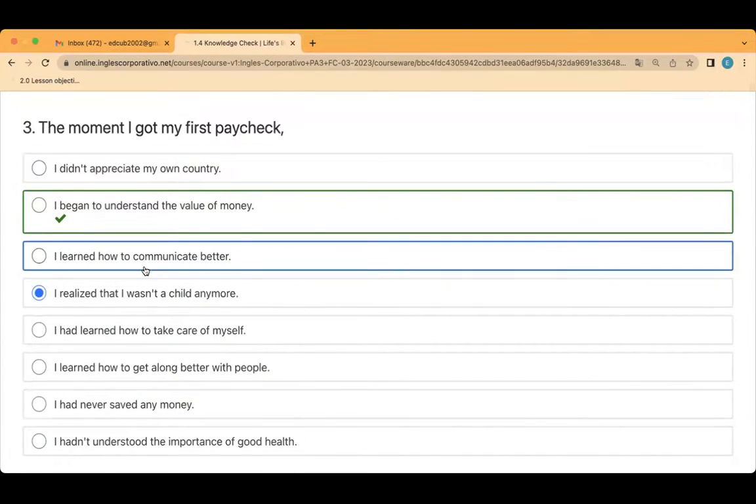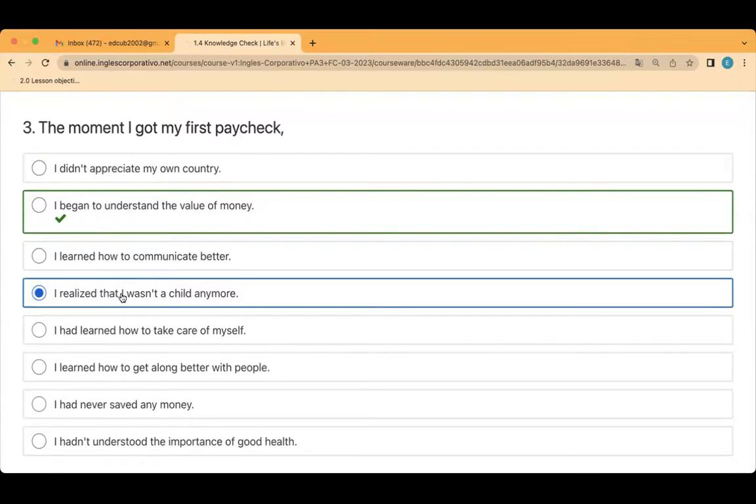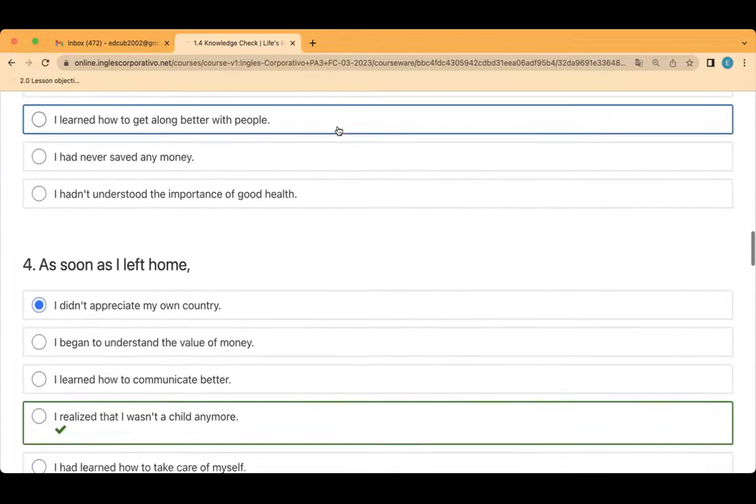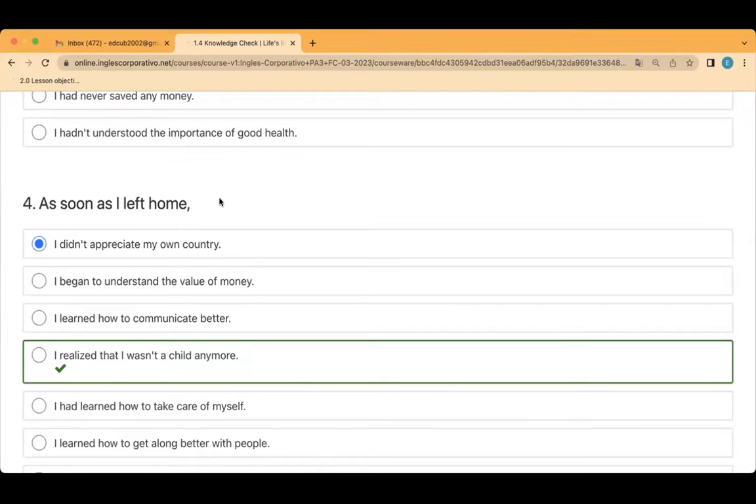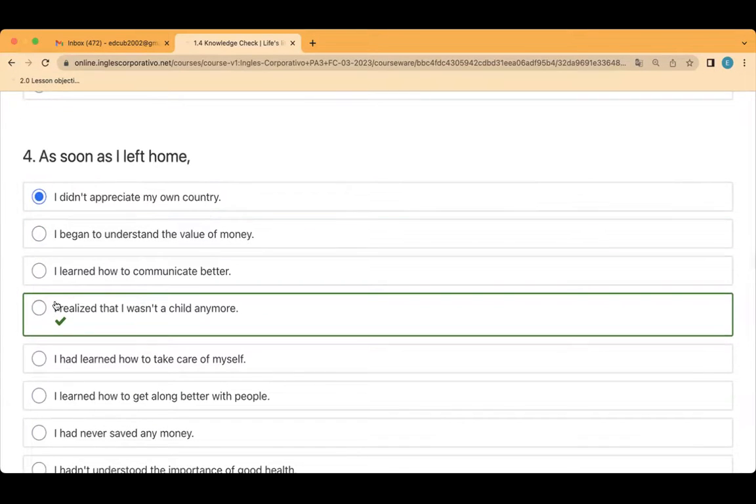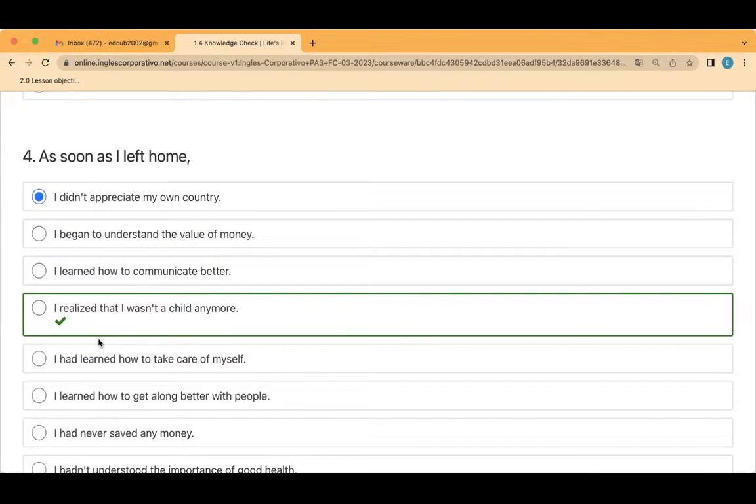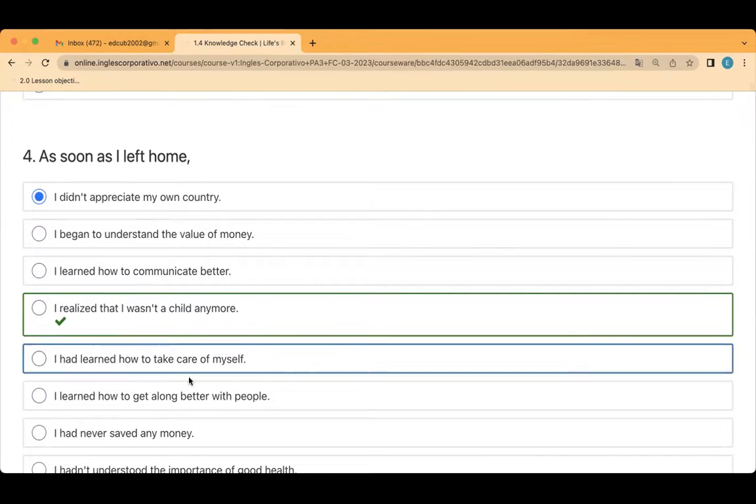Number three was also not correct. You didn't understand the value of money until you received it and you had to work for it. Number four was not correct. Number four was, "as soon as I left home." That's when you leave home, like you go out to your own place, you have your own apartment. Then you realize you weren't a child anymore.